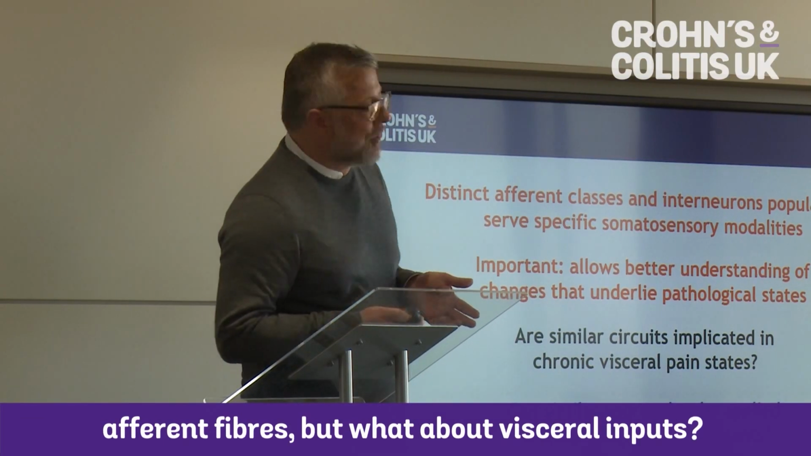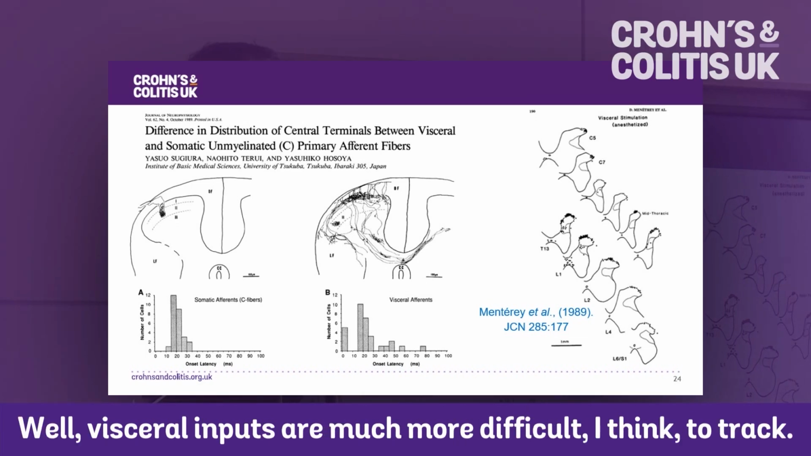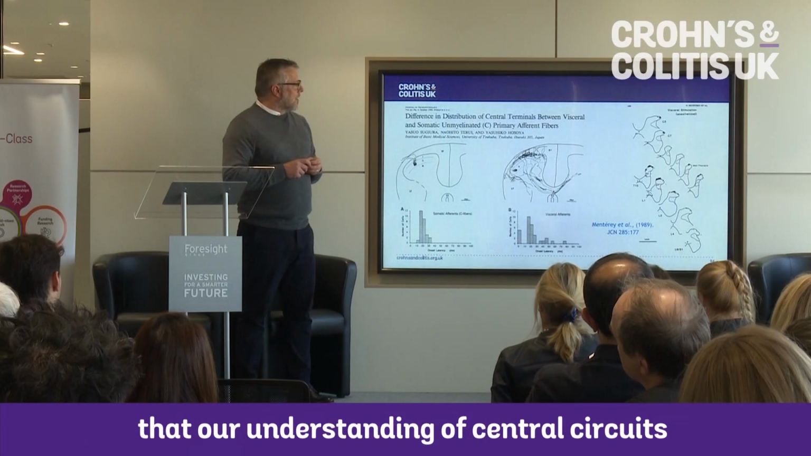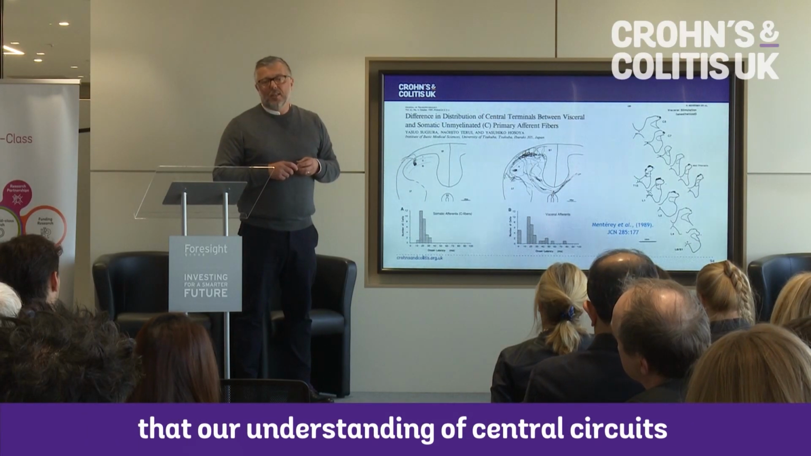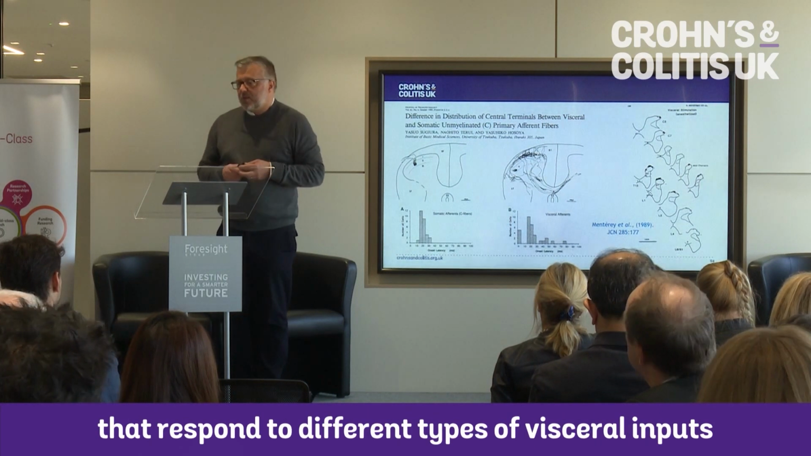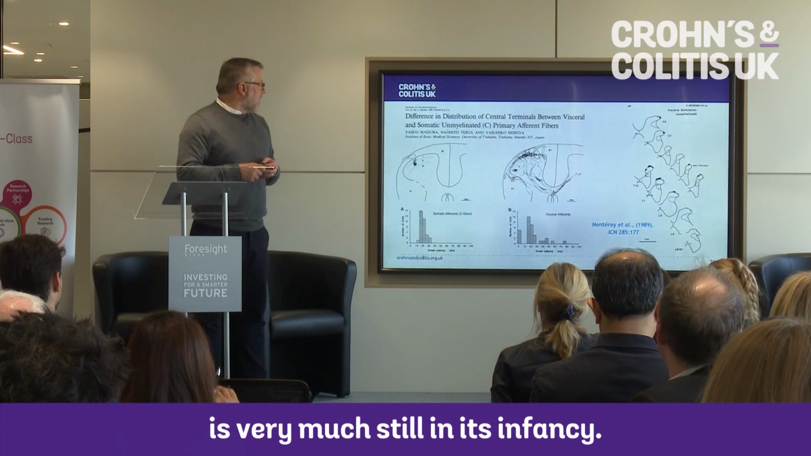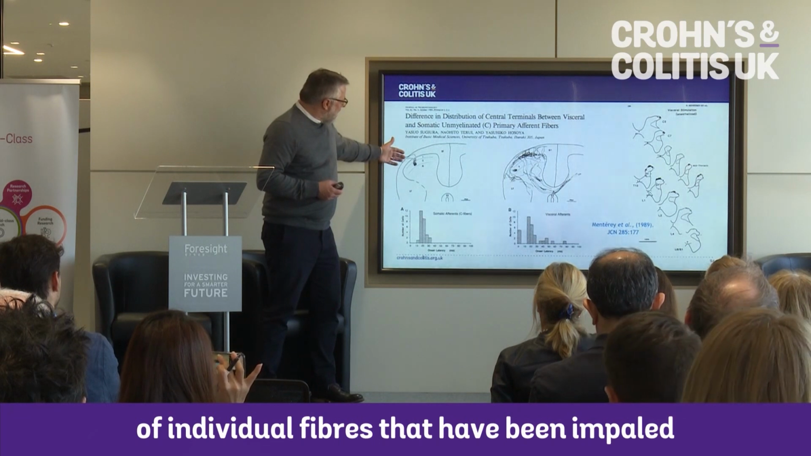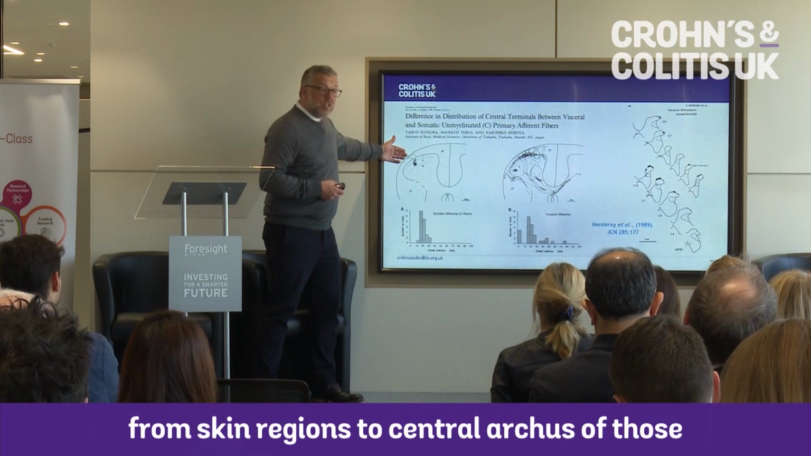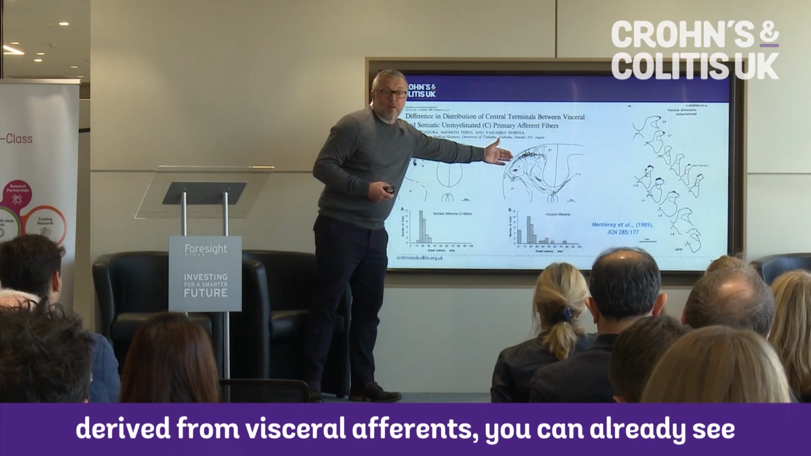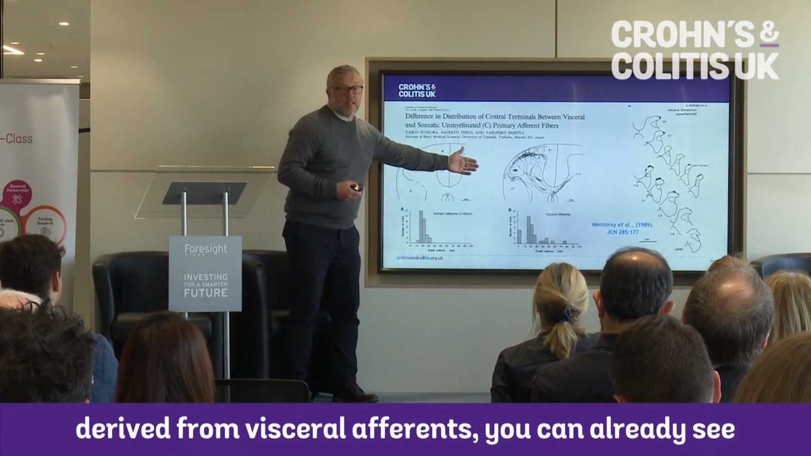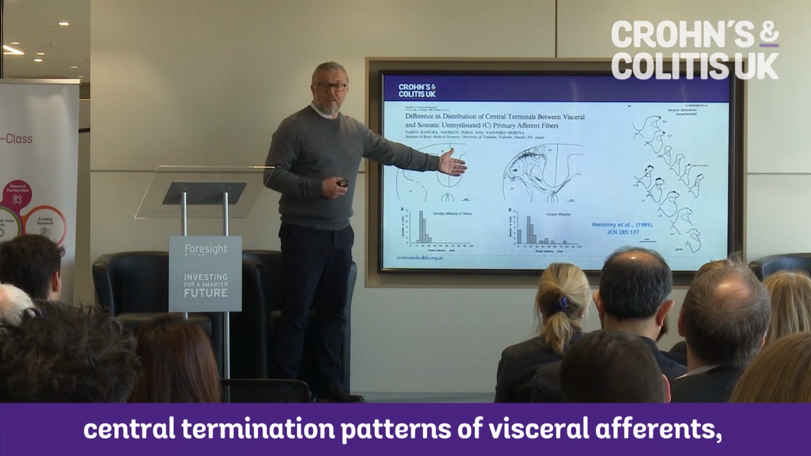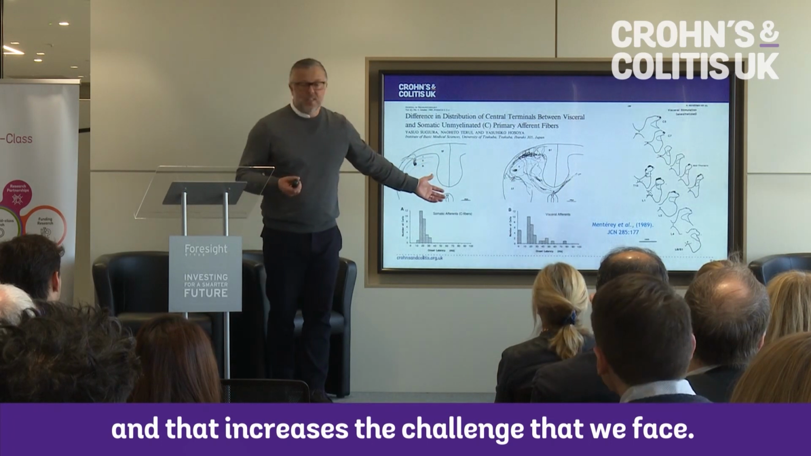But what about visceral inputs? Well, visceral inputs are much more difficult, I think, to track, and I think it's fair to say, with the greatest respect, that our understanding of central circuits that respond to different types of visceral inputs is very much still in its infancy. So when we compare the morphologies of individual fibers that have been impaled from skin regions to the central arbors of those derived from visceral afferents, you can already see that there's a huge difference in the complexity of the central termination patterns of visceral afferents. And that increases the challenge that we face.